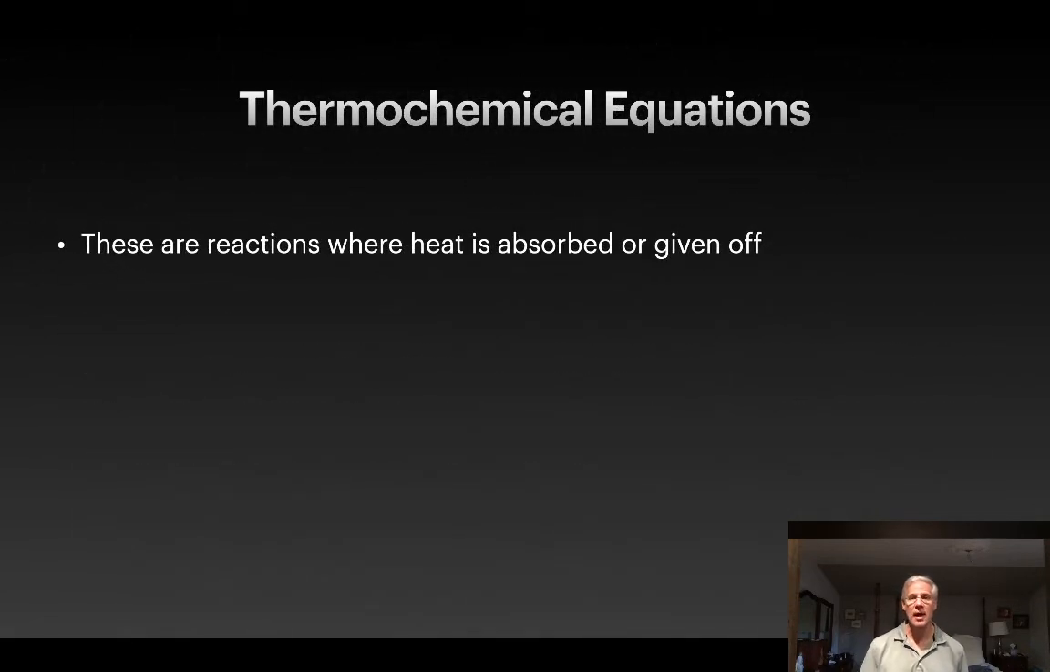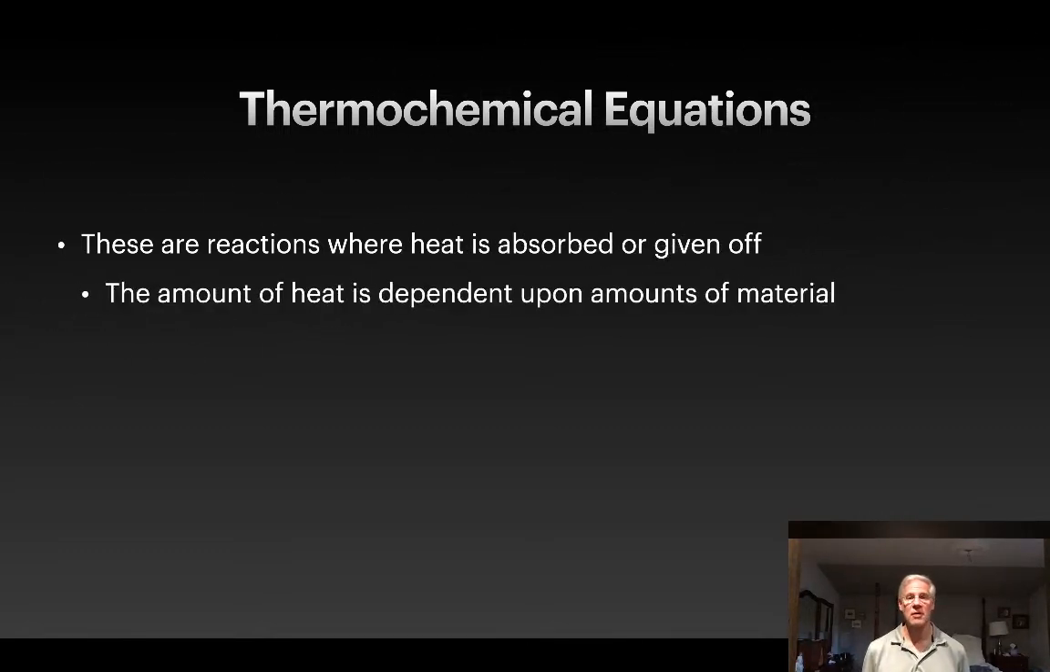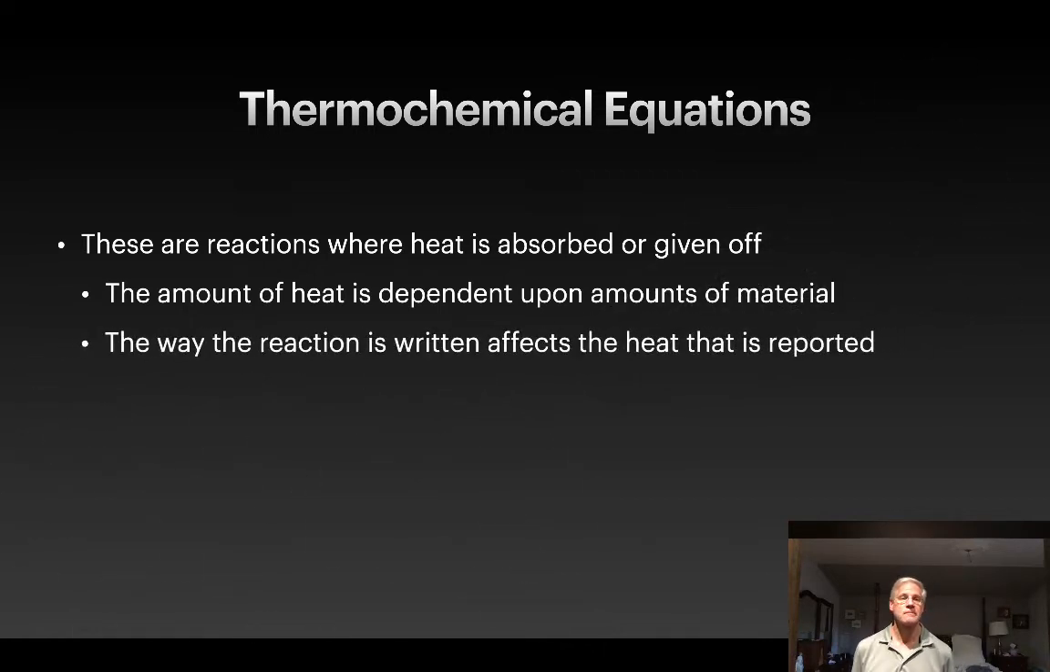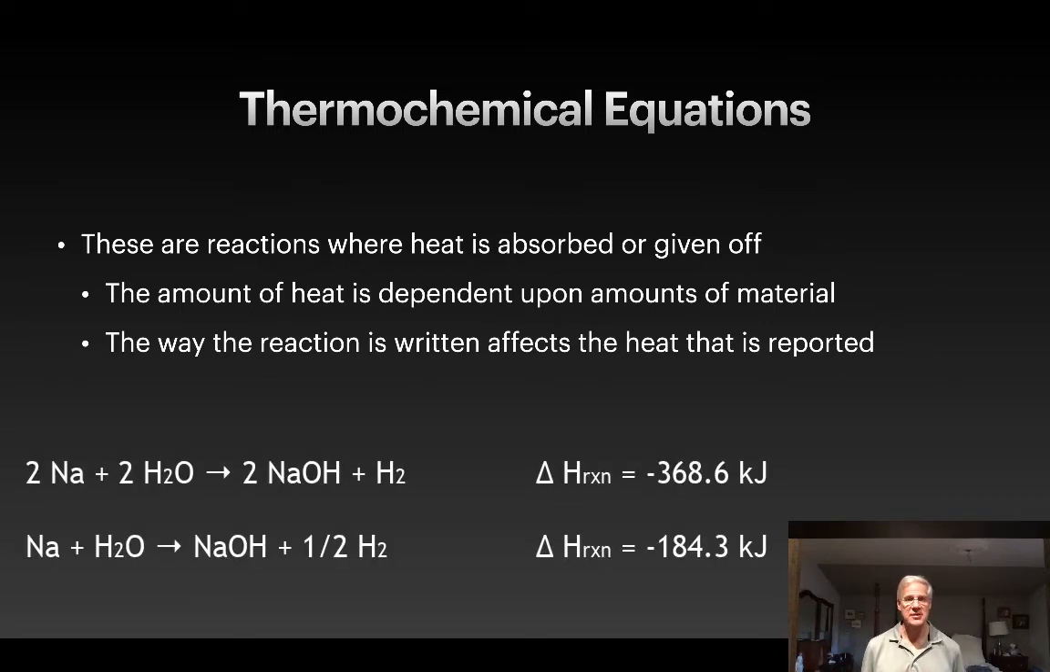We can also look at the thermochemical equations involved in changes in enthalpy. These are reactions where heat is either absorbed or given off. Because enthalpy is an extensive property, the amount of heat that's given off or absorbed depends on how much material is going into that reaction. So it also depends on how we write a reaction. The same reaction can have a different delta H depending on how we balance that reaction.